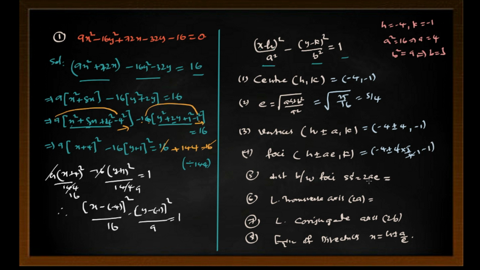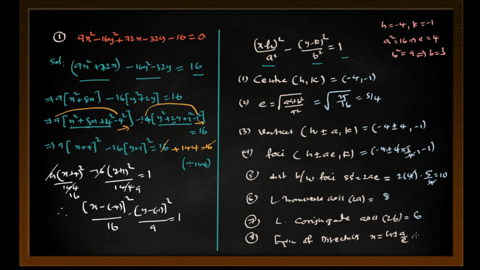And distance between the foci is 2ae. We can write 2 times a, a is 4, e is 5 by 4. So 4 get cancelled, 2 5s are 10. Distance between the foci is 10. Length of transverse axis, 2 4s are 8. Length of conjugate axis, 2 3s are 6.